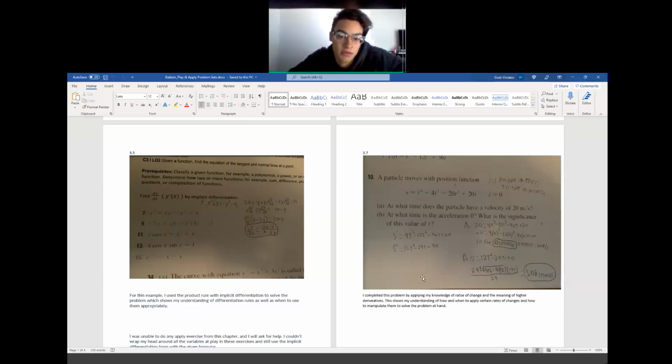And the zero just is like when it stops accelerating, like positively or negatively.